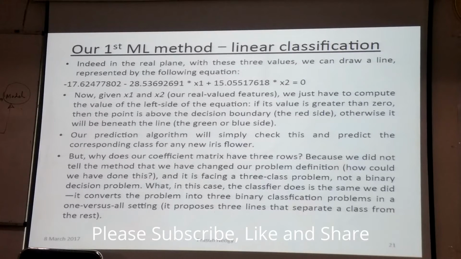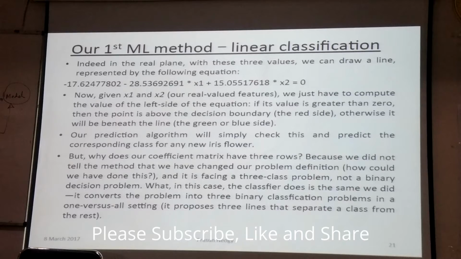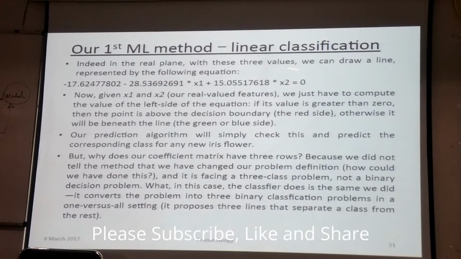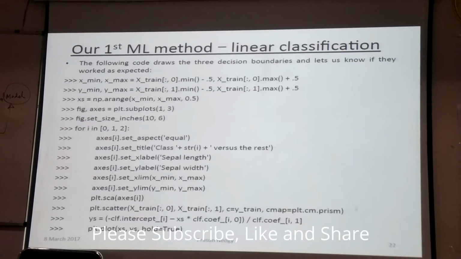Indeed, in real space, with these three values we can draw a line represented by the following equation. I mean, 17 or 28 or 15. Sorry, 17, 28 or 15. With this we can basically create an equation like this. So this will represent basically the equation which separates that. But I don't need this, we will not. It is written here just for explanation. So our prediction algorithm will simply check this and predict the corresponding class for any new flower. It has explained why there are three rows.